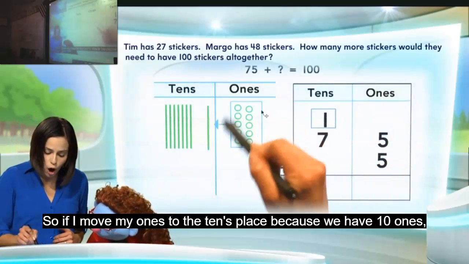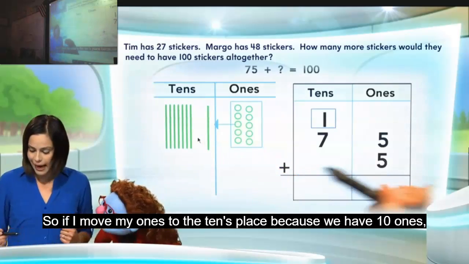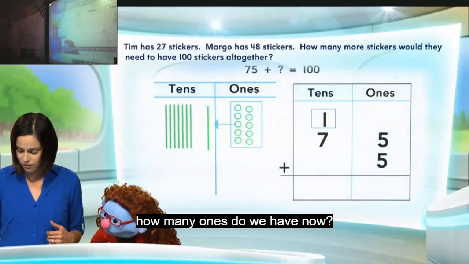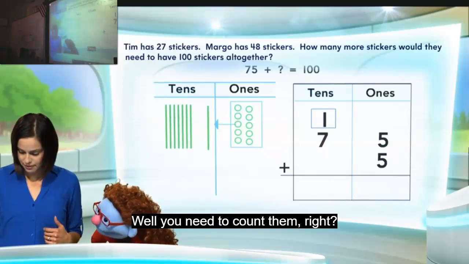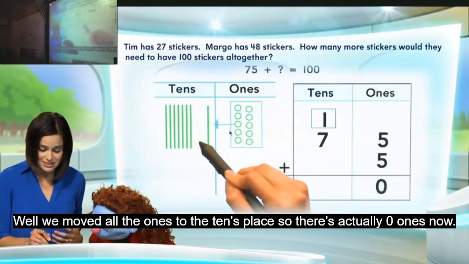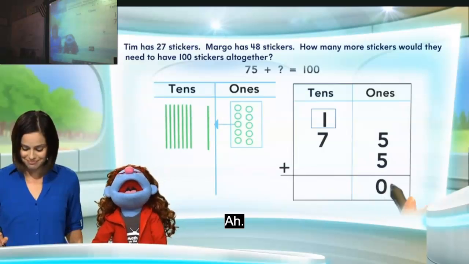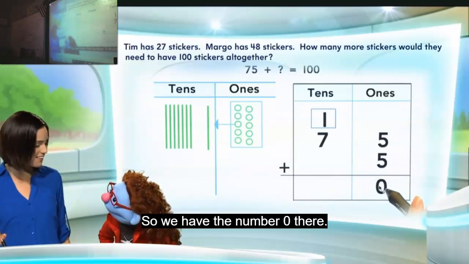So if I move my ones to the tens place because we have 10 ones, how many ones do we have now? Okay. We need to count them, right? Well, we moved all the ones to the tens place, so there's actually 0 ones now. So we have the number 0 there.